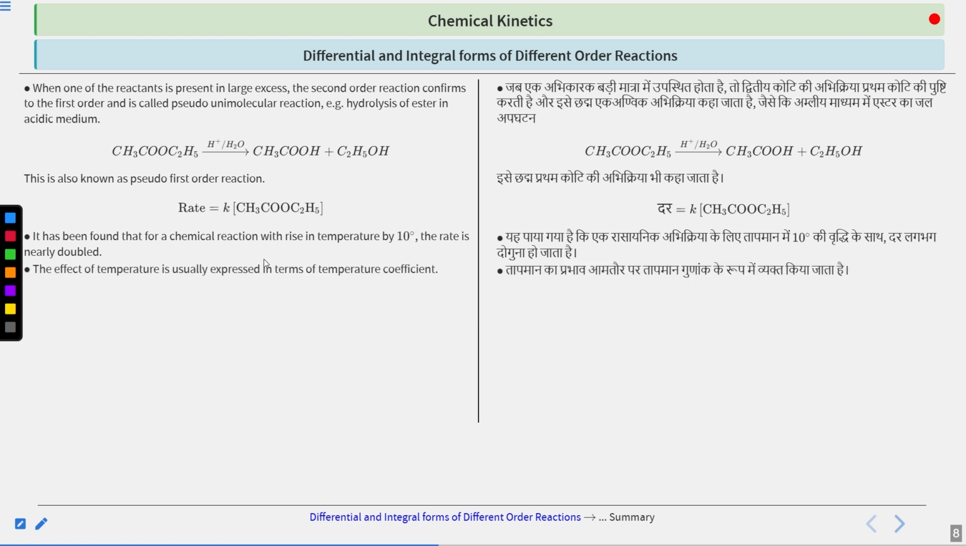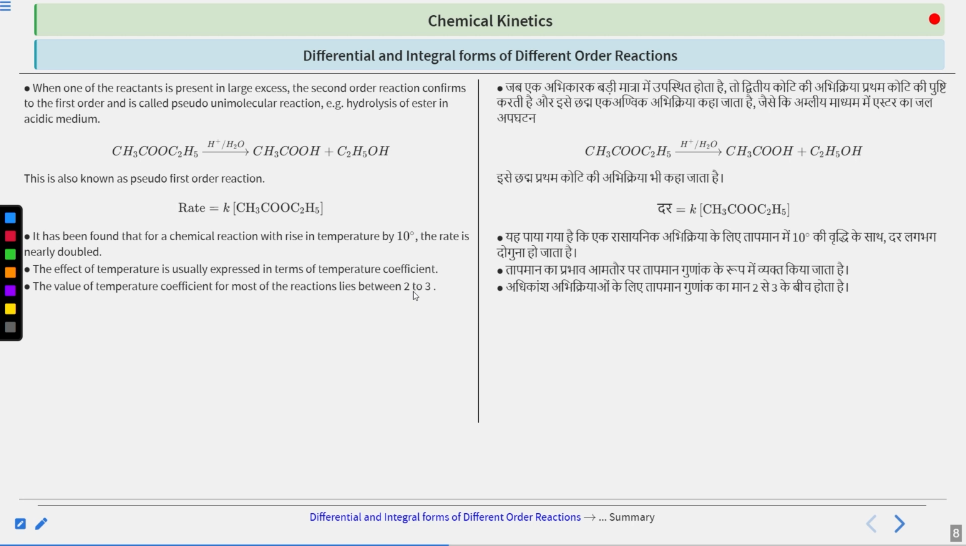Now, the effect of temperature is generally expressed in terms of the temperature coefficient, and its value mainly lies between 2 to 3. We said that for a 10 degree rise in temperature, the rate of reaction doubles, so by this we mean that the temperature coefficient is 2. If the rate of reaction triples, then the temperature coefficient will be 3. So it is basically the number of times the rate of reaction increases when we increase the temperature by 10 degrees Celsius.